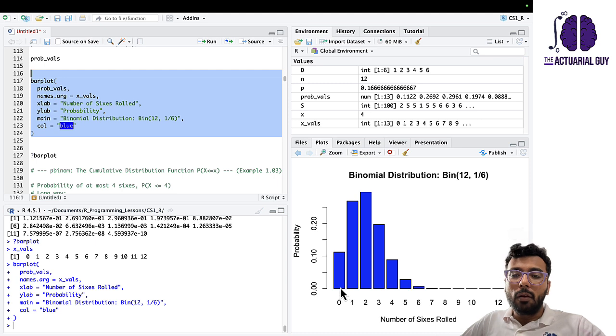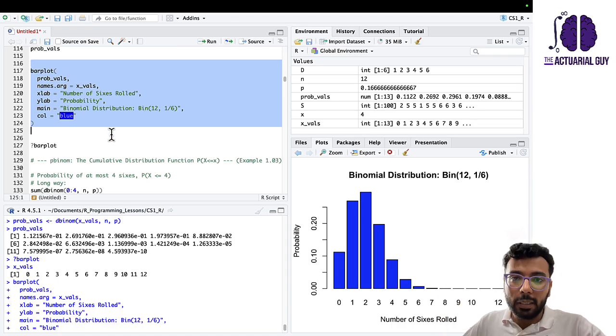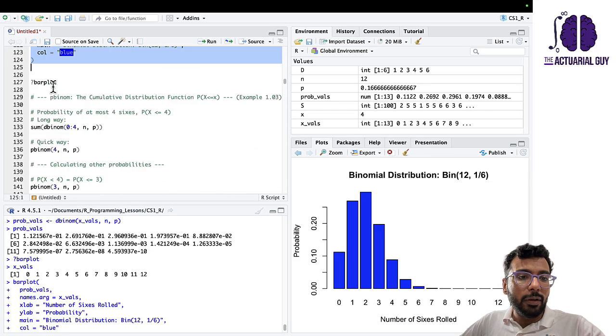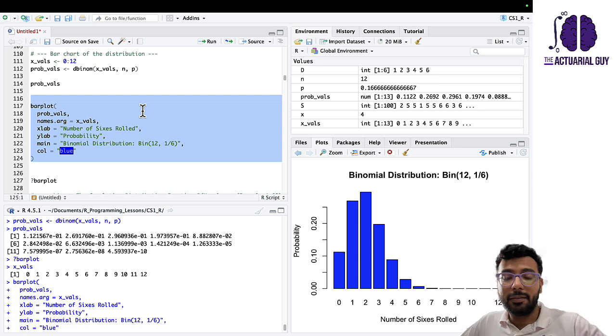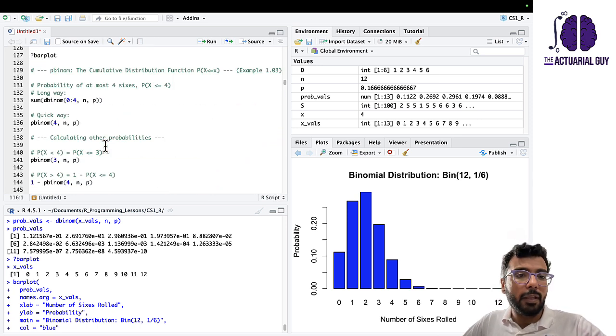The probability of rolling 0 6s is about 11%. The probability of rolling exactly 1 six out of 12 is about 26.9%, and so on and so forth. So this is how you represent the binomial distribution as a graph, and this is your barplot function. So far we have discussed plot, we have discussed the histogram function, which was hist, and now we have talked about barplot. I'm discussing these plotting functions one by one, and you should keep on taking a note of them.